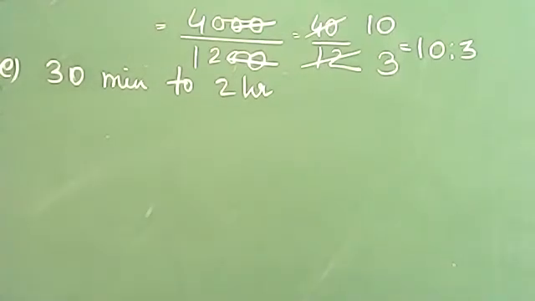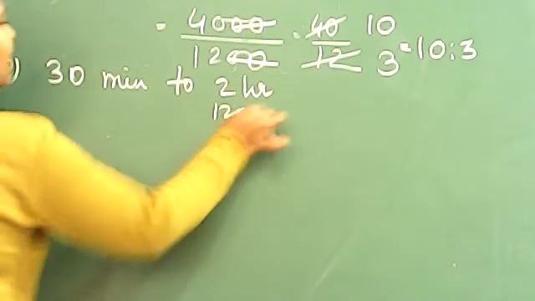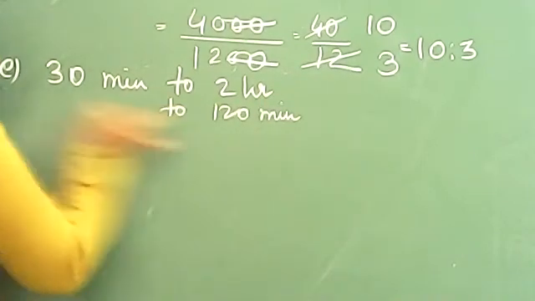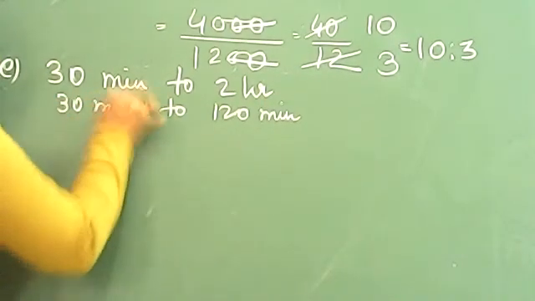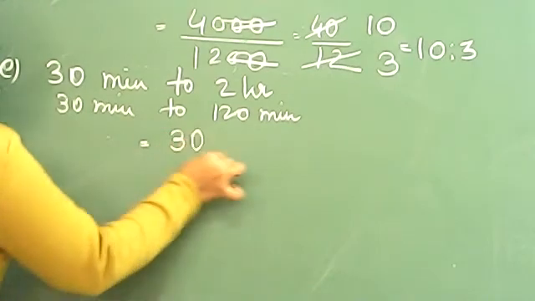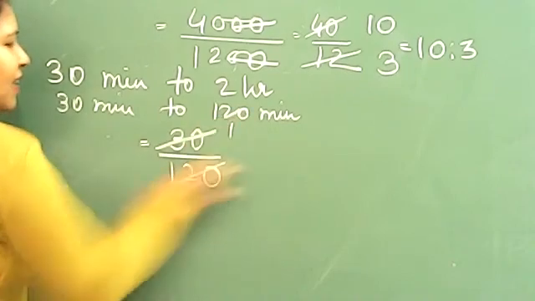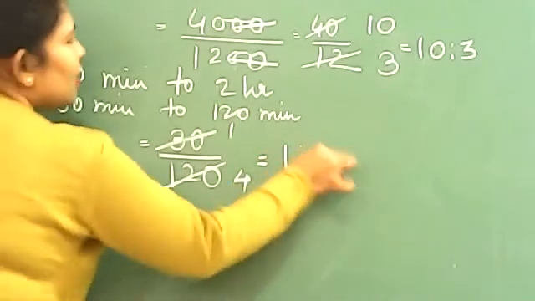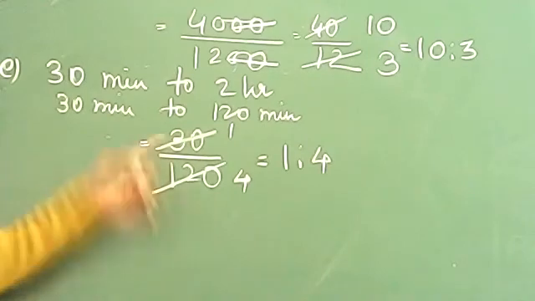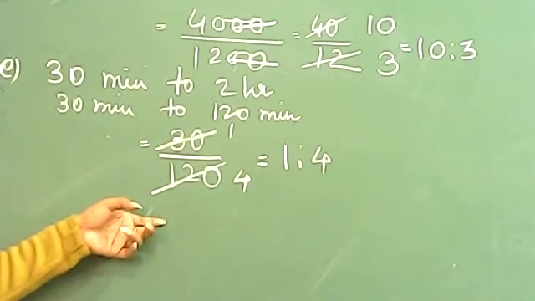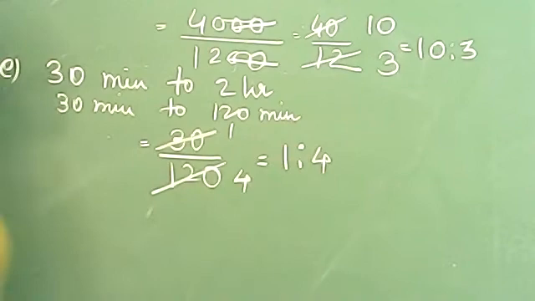Now the next question I gave you: 30 minutes to 2 hours. Which number do you find easy to convert? 2 hours. 1 hour means 60 minutes, so 2 hours means 120 minutes, and this is 30 minutes only. Now let's find out ratio. 30 will come up, 120 will come down. Now 3 ones are 3, 3 fours are 12. और आप चाहो तो 0 0 कैंसिल करके 3 1s and 3 4s भी कैंसिल कर सकते हो. तो आंसर would be 1:4.